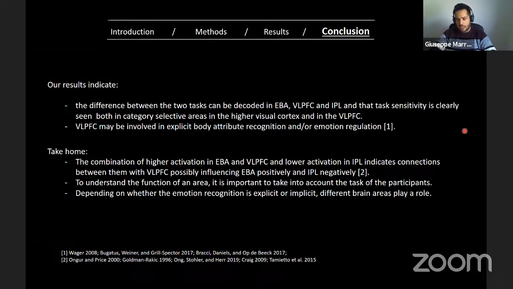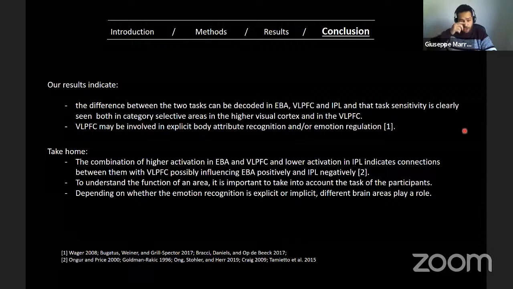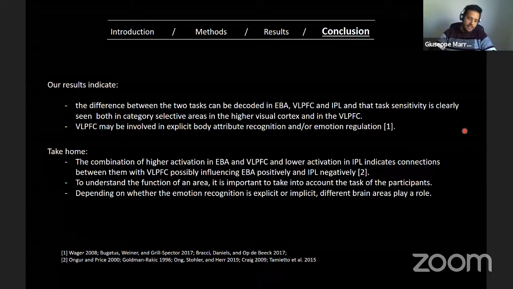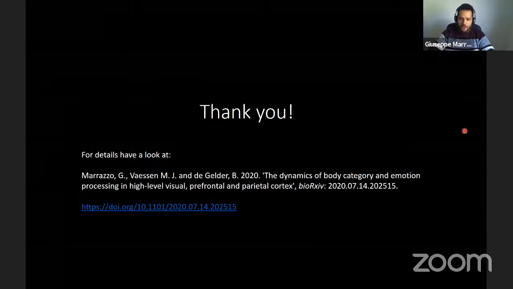And as a take-home message, we can say that the combination of higher activation in EBA and ventrolateral prefrontal cortex and, respectively, lower activation in IPL suggests a connection between these 3 areas, with the ventrolateral prefrontal cortex possibly influencing EBA positively and IPL negatively. Moreover, we can say that the task performed changes the object category representation. And last but not least, depending on whether the emotion recognition is explicit or implicit, different brain areas are involved in the process. So thank you very much. If you want to know more, have a look at the paper.